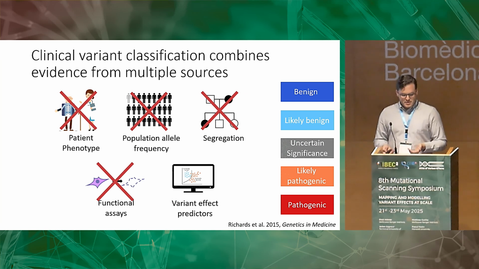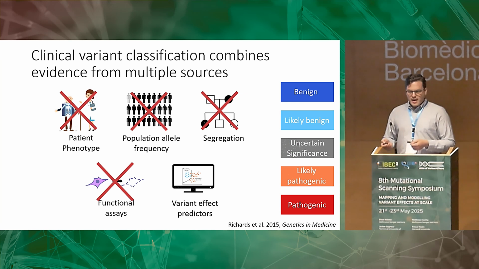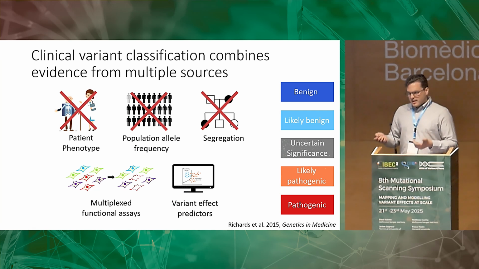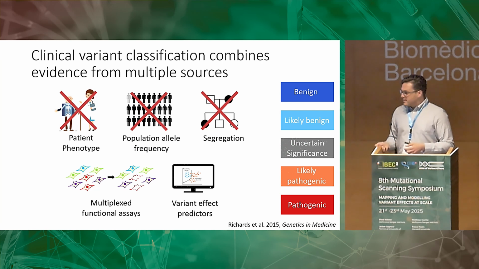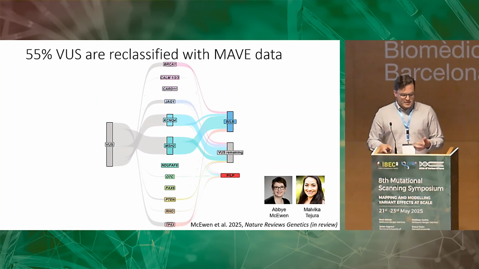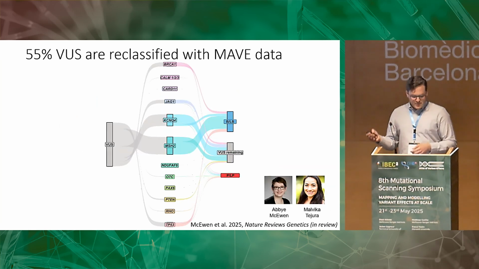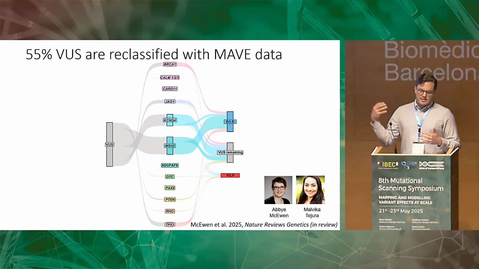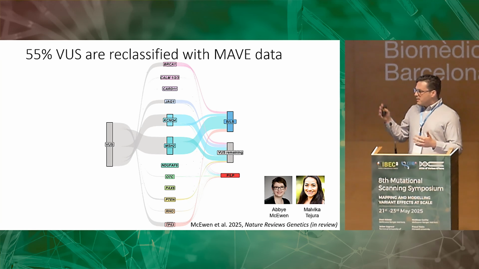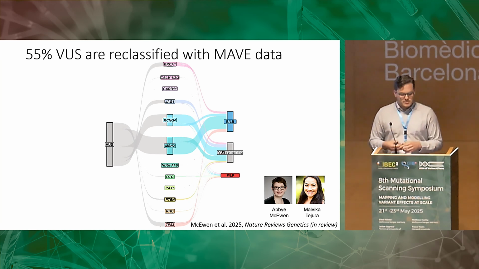But it's not all bad news. So we and others have shown that if we have multiplex functional data and we integrate that into these clinical classifications, we can actually move the needle for this VUS problem. And so this is a figure from a recent review that we put together led by Abby McEwen that shows that for some of the MAVEs that have been published and integrated into clinical variant classification, we can reduce about 55% of VUS from clinical testing.